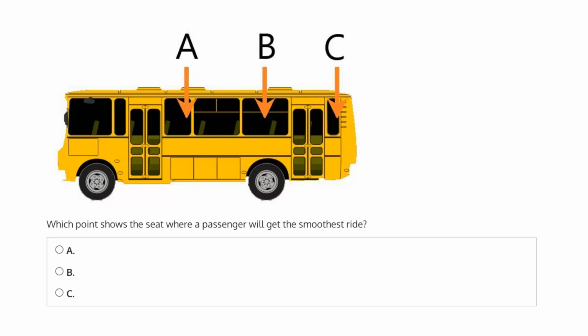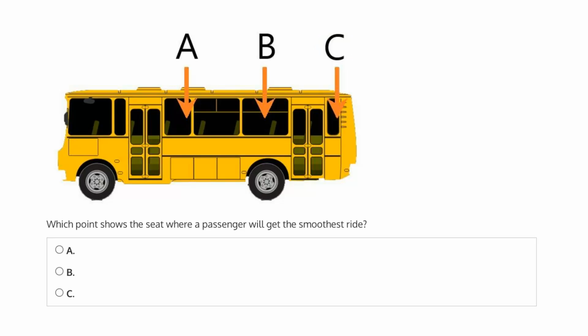This question says, which point shows the seat where a passenger will get the smoothest ride? Is it point A, closer to the middle of the bus, between the two wheels? Point B, directly above the rear wheels? Or C, at the very back of the bus?